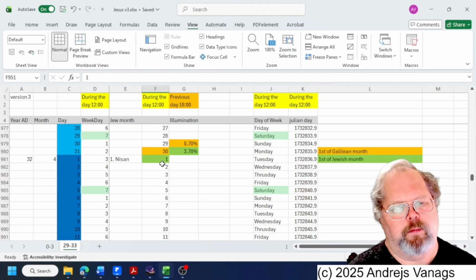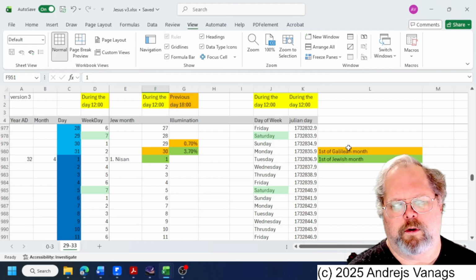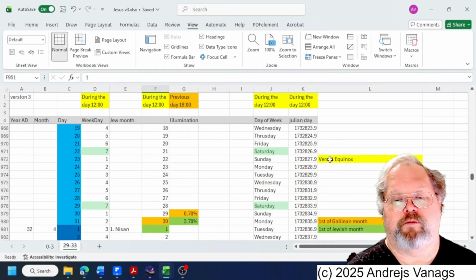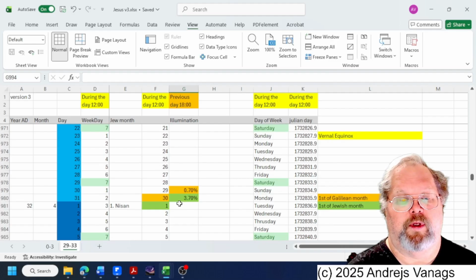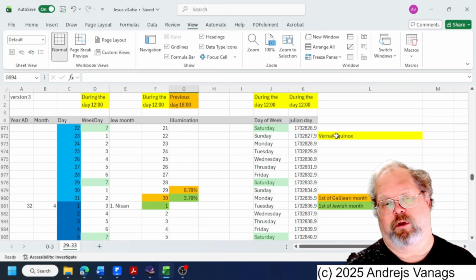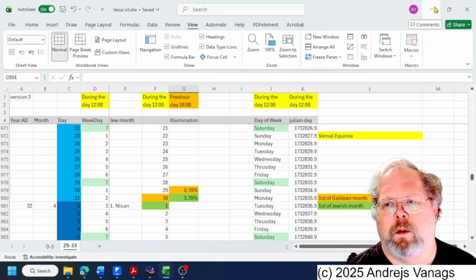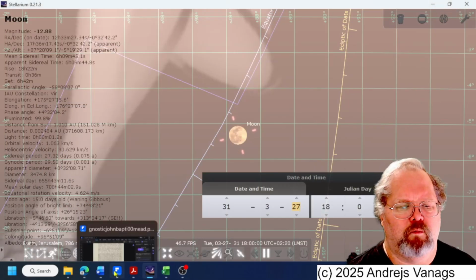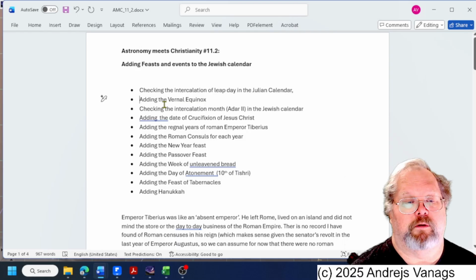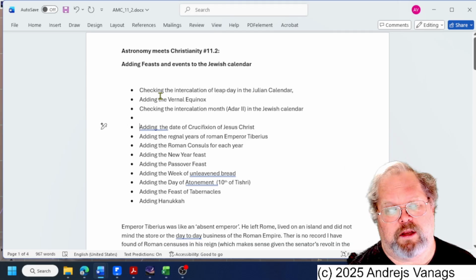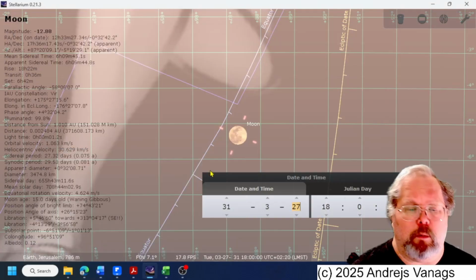So they added a month on 32/4, and now here's the vernal equinox, and the new moon happens on the 14th. So it happens after the vernal equinox. So everything has been reset. So if we look at the things we need to do, we check the intercalation of the leap day, check the vernal equinox, check the intercalation, and now we can add the date of the crucifixion of Jesus Christ.